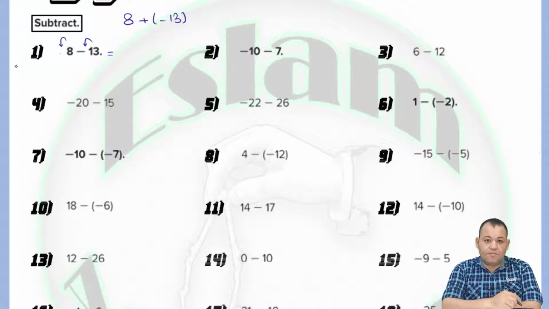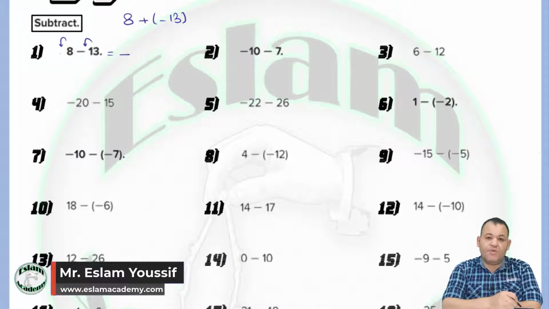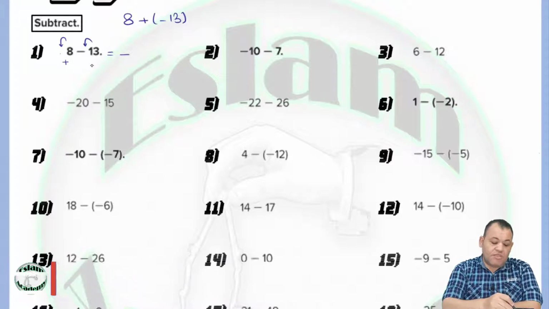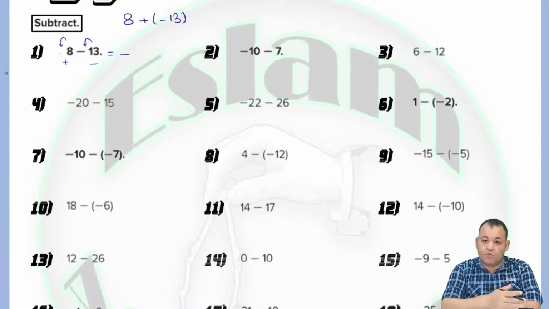Now we will follow the same. 13 is greater than 8. 13 is negative, so the answer now will be negative. If you look at 8, you will find a positive value. 13 is a negative value. The two numbers have different signs, so I will subtract them. 13 minus 8 equals 5.